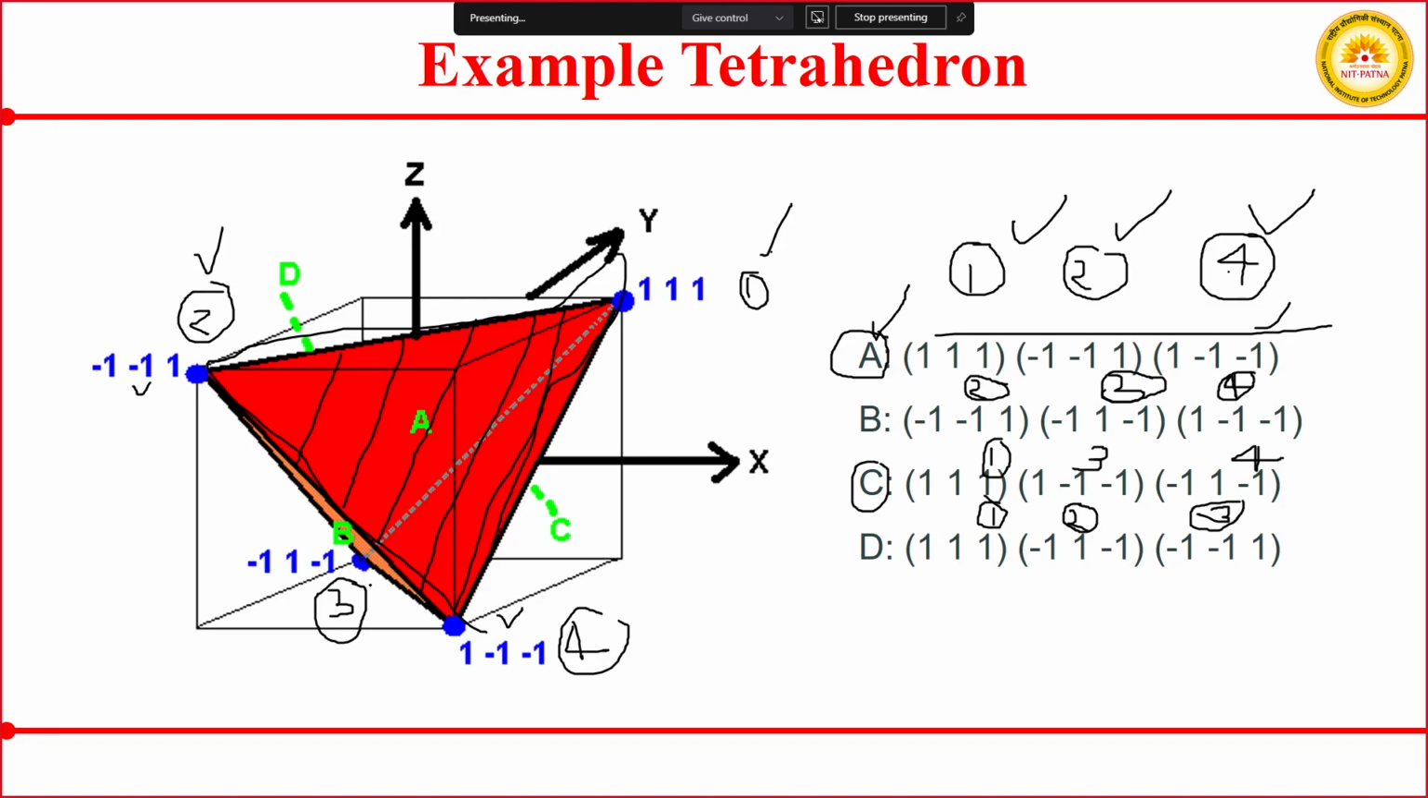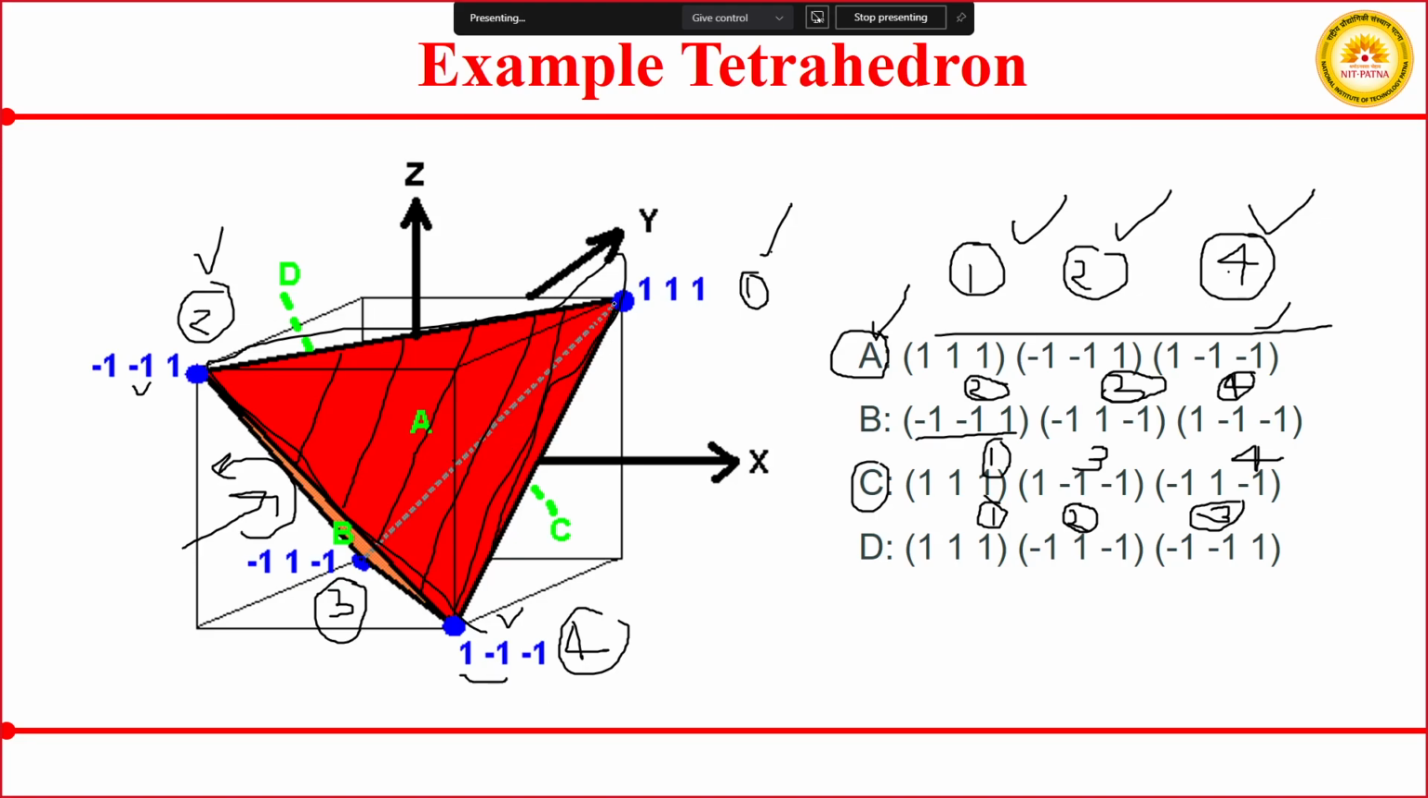Then for surface B, the viewing direction is from this side. Again, if you take the counterclockwise direction, this will be 2, 3, 4. So this is how the corresponding coordinates have been taken. 2 is minus 1, minus 1, 1. 3 is minus 1, 1, minus 1. 4 is 1, minus 1, minus 1. Okay, so this corresponds to surface B.